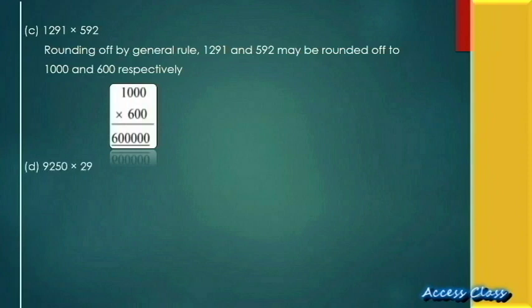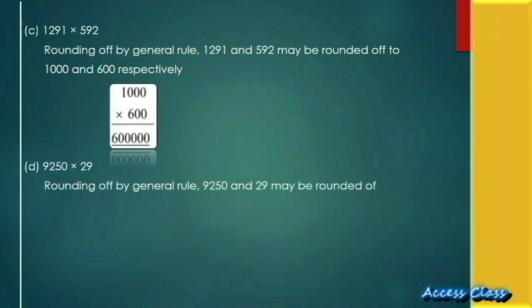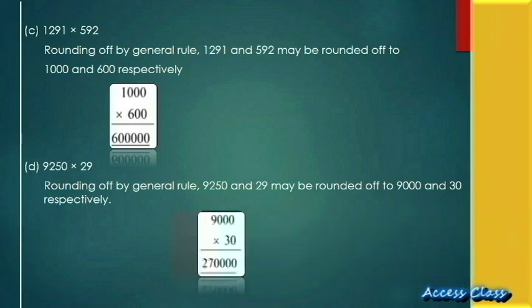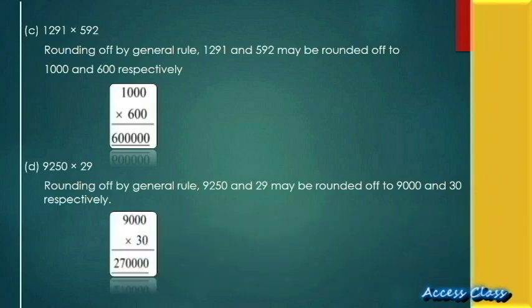Now the last question. 9250 multiplied by 29. Here you are going to round off 9250, then you will get 9,000, and when you round off 29 you will get 30. So after multiplying both the numbers, 9,000 multiplied by 30, you will get 27 and how many zeros? 1 2 3 4. 4 zeros. So your answer is 2,70,000.